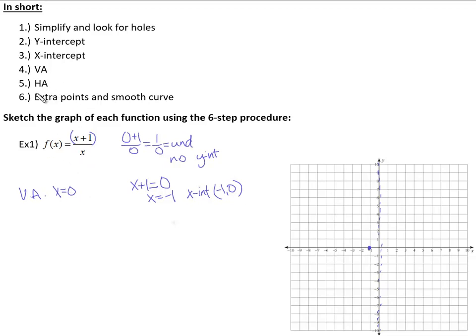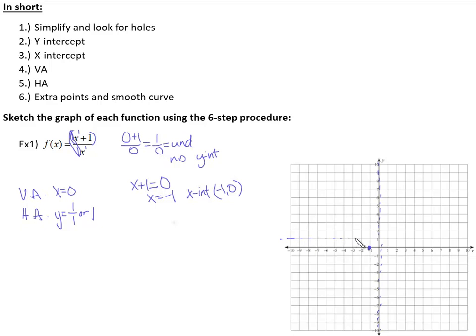All right, next up, any horizontal asymptotes. That's where I compare the degree of the top and bottom. In this case, because they're both the same degree, we can think of this as 1x to the first and 1x to the first. We look at the ratio of their leading coefficients. So 1 over 1. My horizontal asymptote is the line y equals 1 over 1, or y equals 1.